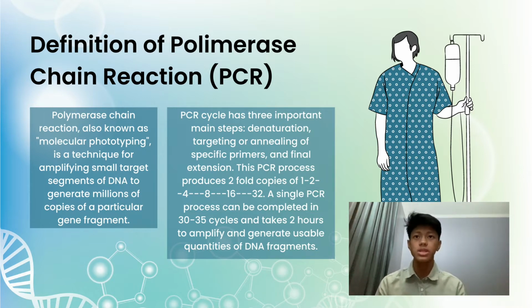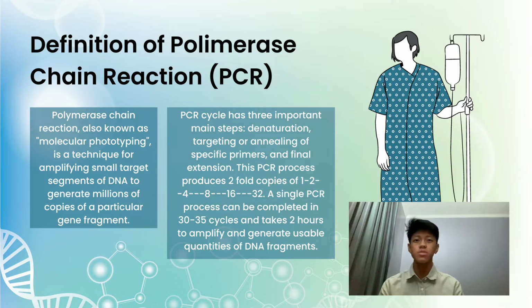Definition of polymerase chain reaction. Polymerase chain reaction, also known as molecular photocopying, is a technique for amplifying small target segments of DNA to generate millions of copies of a particular gene fragment. The PCR cycle has 3 important main steps. First is denaturation, the second one is targeting or annealing of specific primers, and the final one is extension.